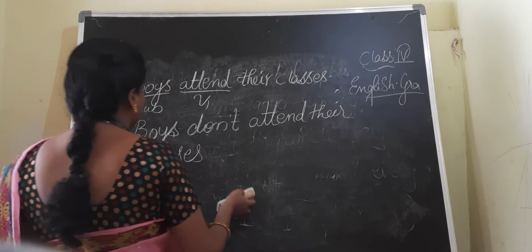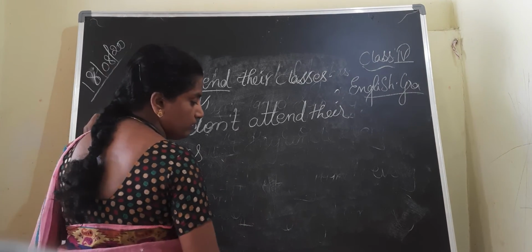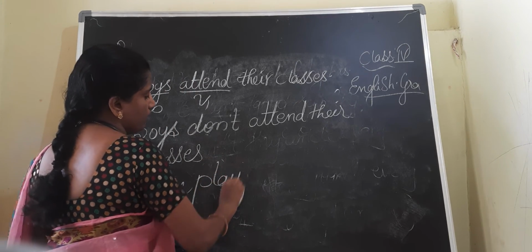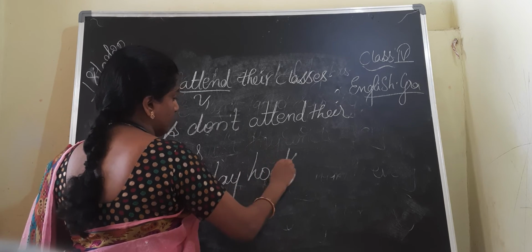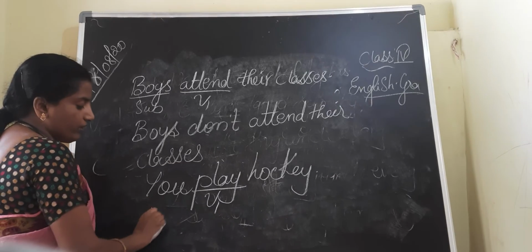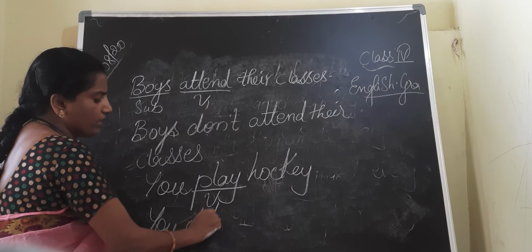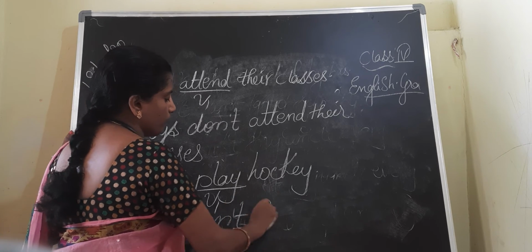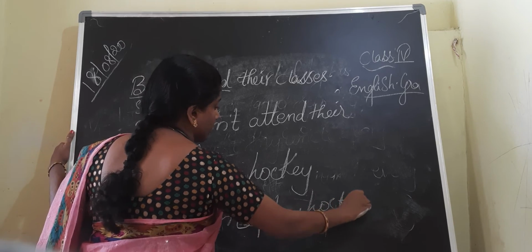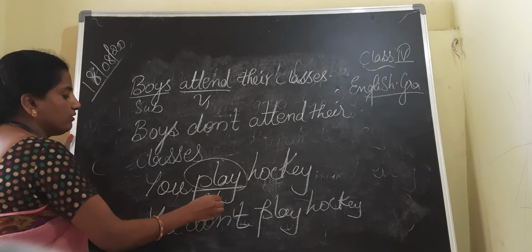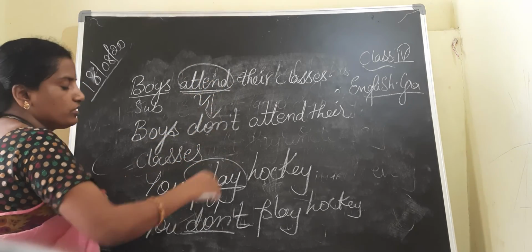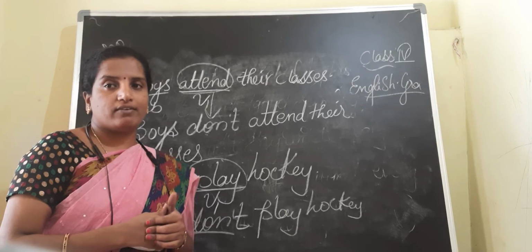Now let us discuss one more example. Suppose you play hockey. This is a simple statement. If you see, children, play is the V1. When we are writing the negative form, what do we have to add, children? Don't. We don't play hockey. Okay, easy, children. Whenever we have V1, we have to add don't. V1 means you have to add don't to write the negative form of the given sentence.